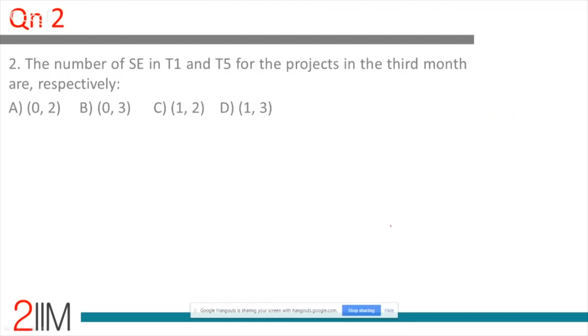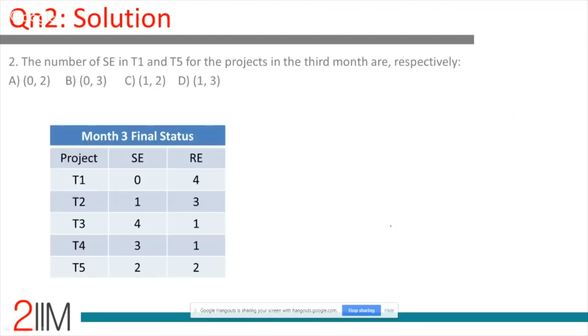Next question. The number of special employees in T1 and T5 for the projects in the third month are respectively. We just need to look at the third month status. We've already drawn those elaborate tables. Special employees, T1 and T5. T1 is 0, T5 is 2. We're looking for 0, 2, done. If you've got the grid, you're just writing down the answer, nothing more than that.